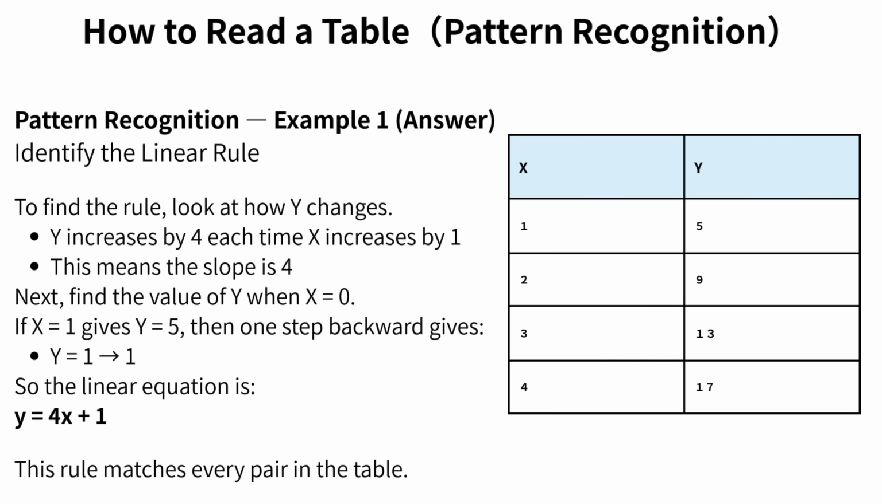Because this change is constant, we know the relationship is linear, and the slope is 4. Now think about what happens when x equals 0. If x equals 1 gives y equals 5, then moving one step back means y would be 1. This value becomes the constant term in the equation. Putting the slope and the constant together, we get the rule: y equals 4x plus 1. Check each row, and you'll see that this equation matches every pair in the table.